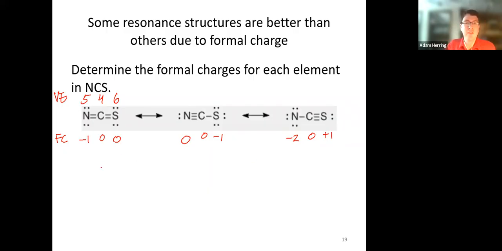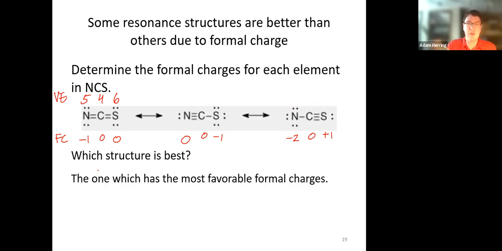So which of these is the best resonance structure? Well, remember when we talked about Lewis structures in general and determining which one's best based on the formal charge. We want to minimize the formal charges. We want the ones where the formal charges are closest to 0. So that's going to eliminate this third choice. This one is not the best, it's the worst.